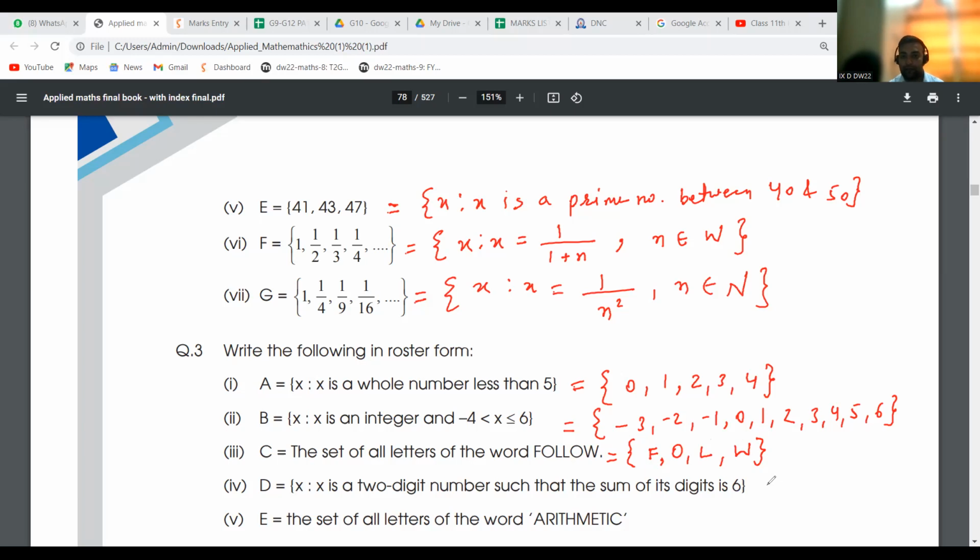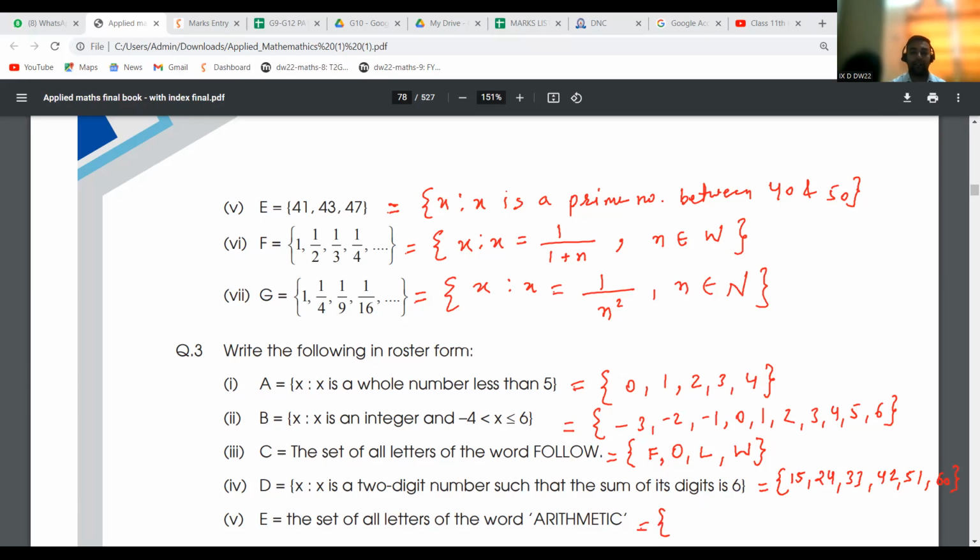Now the next one is x such that x is a 2-digit number such that the sum of the digits is 6. So all the 2-digit numbers whose digit sum is 6. So 15, then 24, then 33, then 42, then 51, and the last is 60, because 6 plus 0 also becomes 6, right? So the sum of the digits of all these 2-digit numbers is 6.